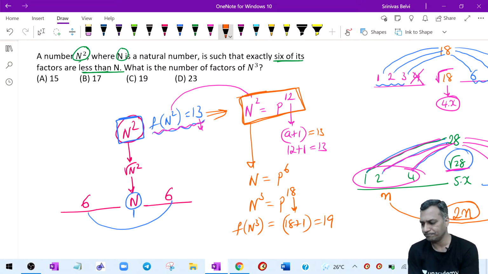So far it is clear. You got these 13 factors, because of that you wrote this, and hence you figured out the factors of n cube. It is clear. Now shall we go to a CAT question?